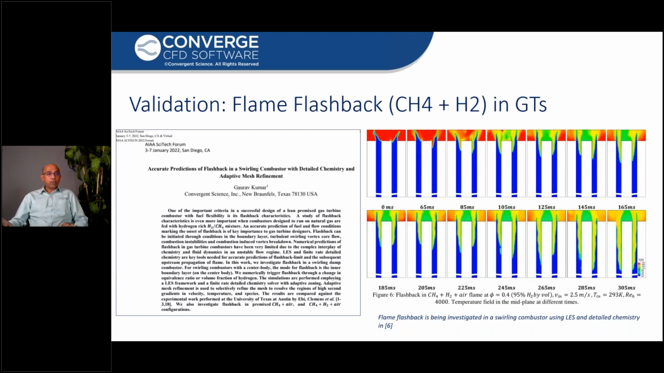Now, let's move on to some of the validation work in gas turbines. The following work shows how LES and detailed chemistry modeling in CONVERGE have been used successfully to predict the flame flashback into the fuel injector at higher hydrogen substitution rates. The paper compares the predictions with experimental results to validate that CONVERGE can predict this phenomenon accurately.